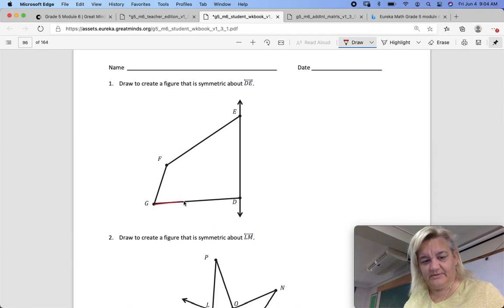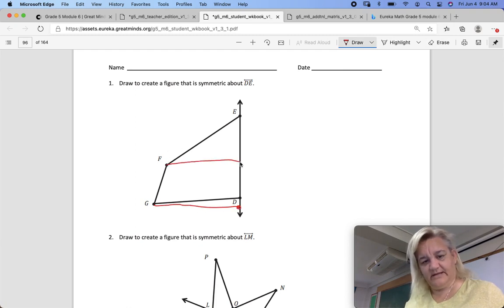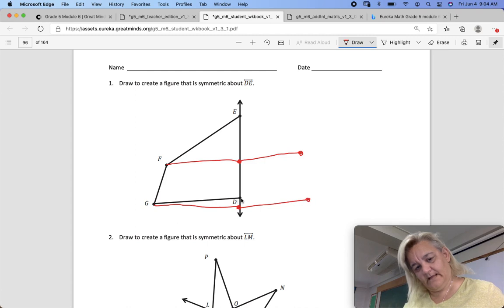shape, and remember, use 90 degree angles, okay? That's not a 90 degree angle. So you're going to need to create a 90 degree angle here. Ooh, sorry. Create a 90 degree angle here, and then you might want to create a 90 degree angle here. And then you can repeat those on the other side. And then just connect the dots. Okay.